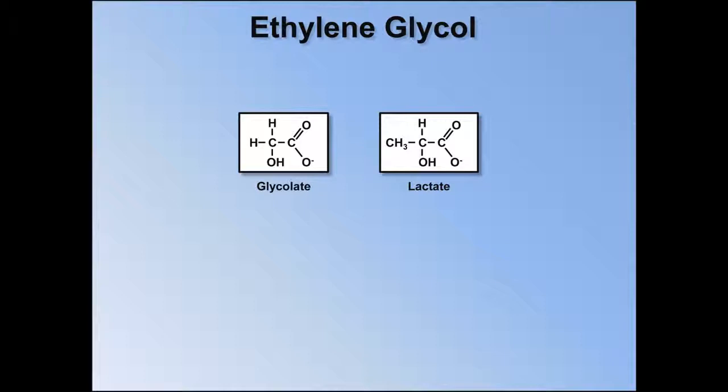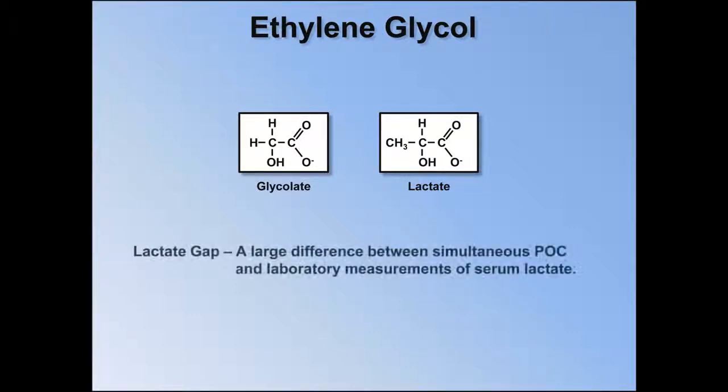Lab analyzers, on the other hand, utilize a completely different method for measuring lactate, one which is not susceptible to this error. Also, point-of-care testing with an iStat ABG analyzer also does not appear susceptible to this error. Therefore, a large discrepancy between lactate levels simultaneously measured by different analyzers, colloquially known as a lactate gap, should raise suspicion for this diagnosis.